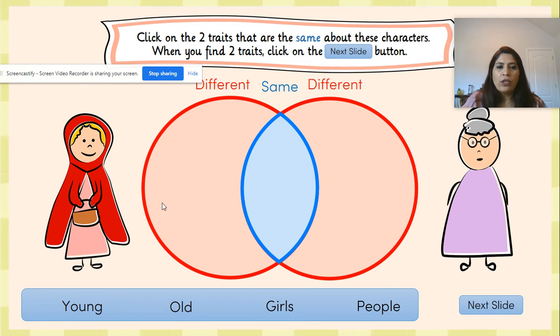We have to click on two traits that are same about these two characters. All right, so when I look at these two characters, I need to find what is the same. Well, I see that she's young and I see that she is a little bit old, so these can't be the same. How about old? Well, she's young and she's old, so obviously this is not going to be the same thing. But when I look at both the characters, I can see that both of them are girls. So that is something that is same about both the characters. And both of them are people. So that is the same thing about both of these characters.